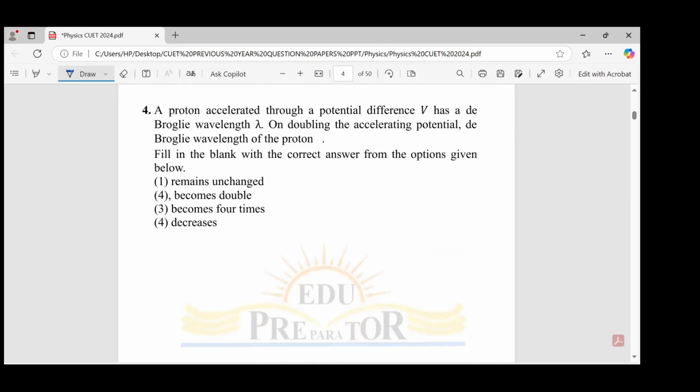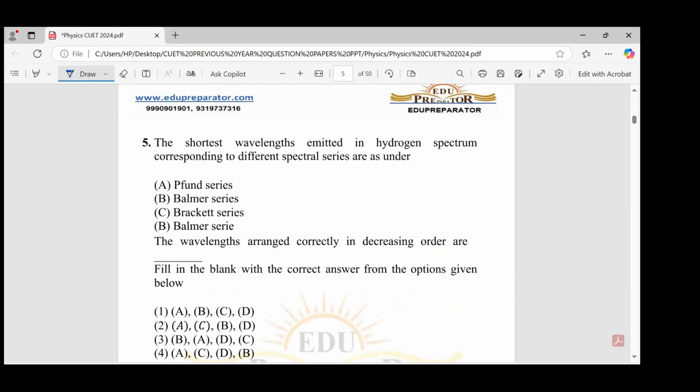Now, question number 4 is about a charged particle that is accelerated. We know the de Broglie wavelength lambda is equal to h upon root 2mqV naught. So it means the wavelength has an inverse relation with the potential. If you increase the potential, then we find that the wavelength should decrease, because it cannot become 4 times, it cannot be doubled, it cannot remain unchanged. See, you have to remember the relations and apply them directly.